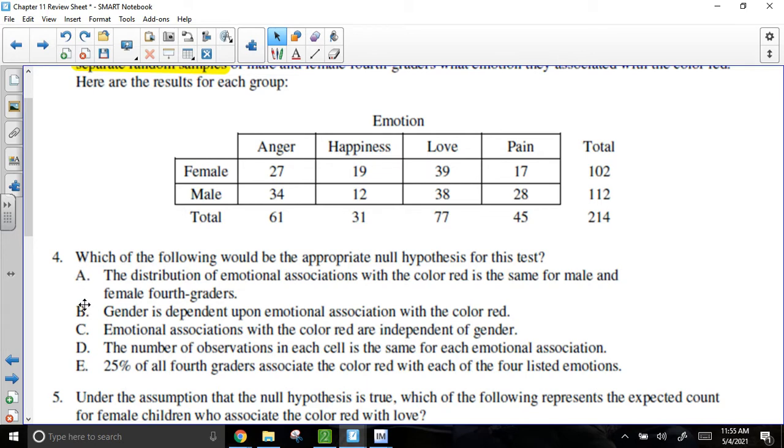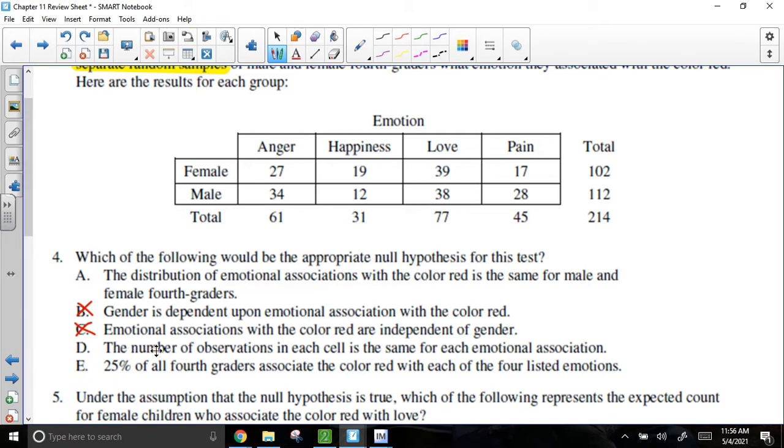What about B? Gender is dependent upon emotional association with the color red. No, that's not the null hypothesis here. Remember, with the null hypothesis, we have to assume that males and females are the same. What about C, emotional associations with the color red are independent of the gender? Now, that one kind of sounds good, saying it doesn't matter what the gender is, but really this is just trying to tie gender together with emotion. So that's kind of trying to set it up for an independence test.